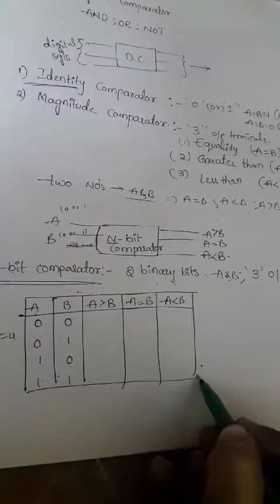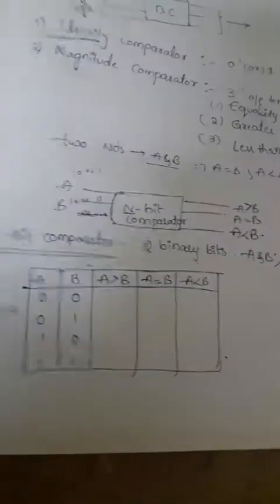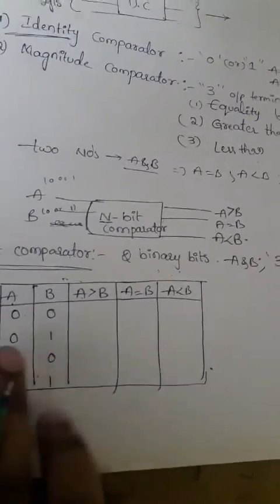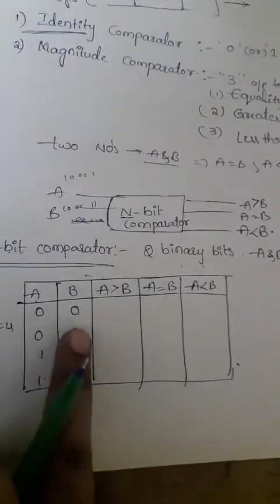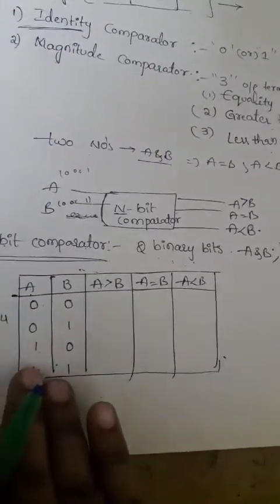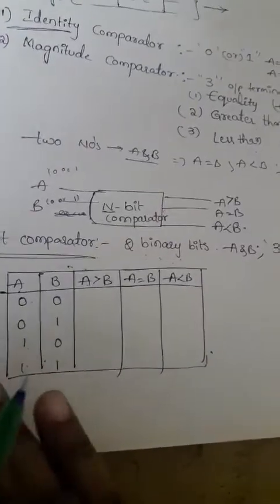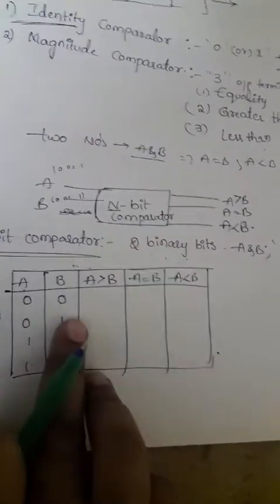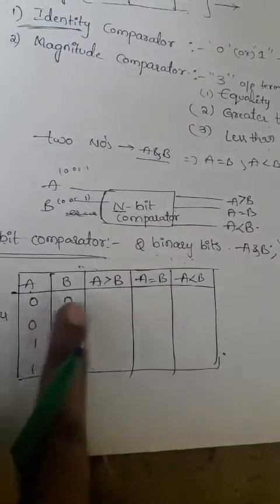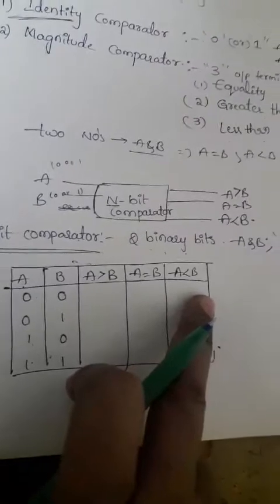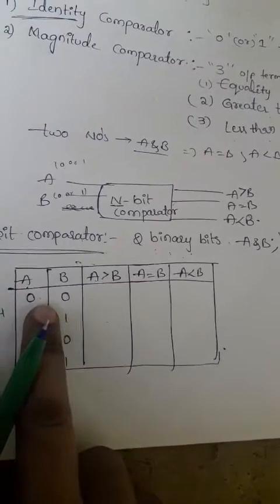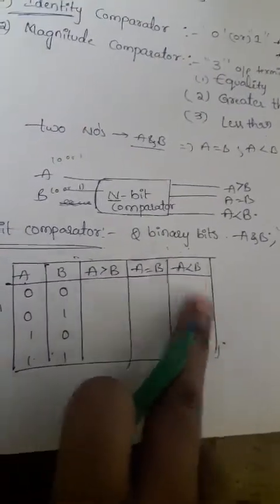So now, finding the output. How do we get this output? We just compare the inputs. What is the main aim of this magnitude comparator? It just compares both inputs. Which condition is satisfied while comparing these two inputs? Just check it.